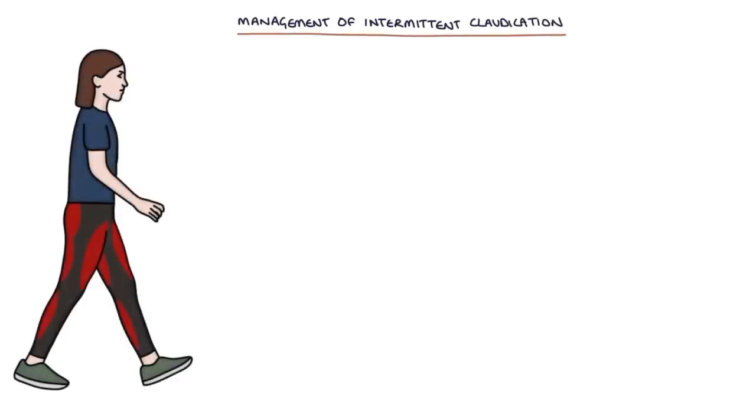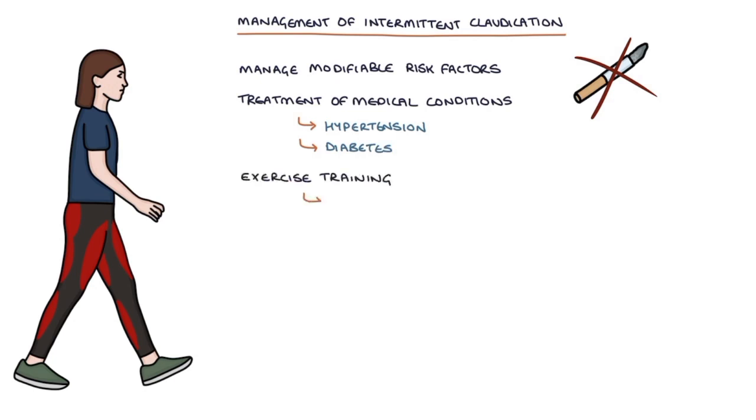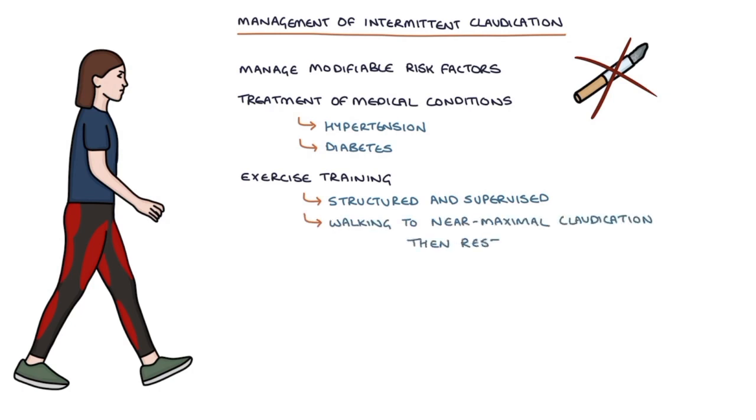Let's talk about management of intermittent claudication symptoms. Lifestyle changes are required to manage modifiable risk factors, for example, stopping smoking. Patients also need optimal treatment of medical conditions such as hypertension and diabetes. Exercise training involves a structured and supervised program of regular walking to the point of near maximal claudication and pain, then resting and then repeating this exercise. And this helps to improve the blood flow to the peripheral tissues.